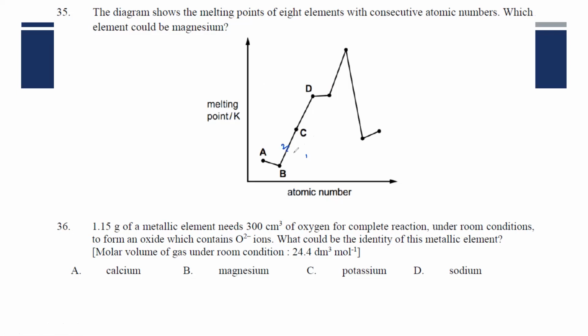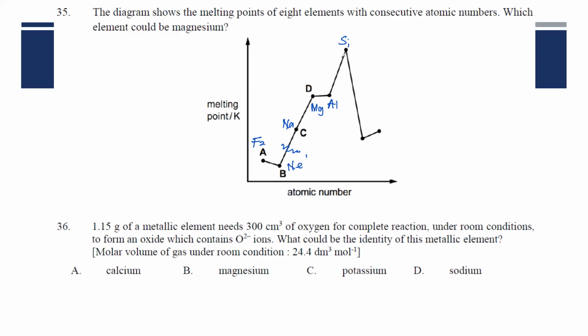This is the cutting line, okay? So you have to remember well the trend. This is fluorine, then this is neon. This is sodium, magnesium, aluminium, and then silicon.